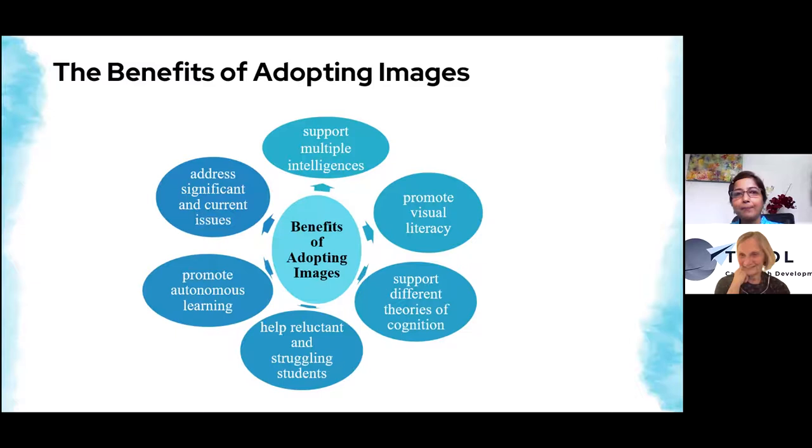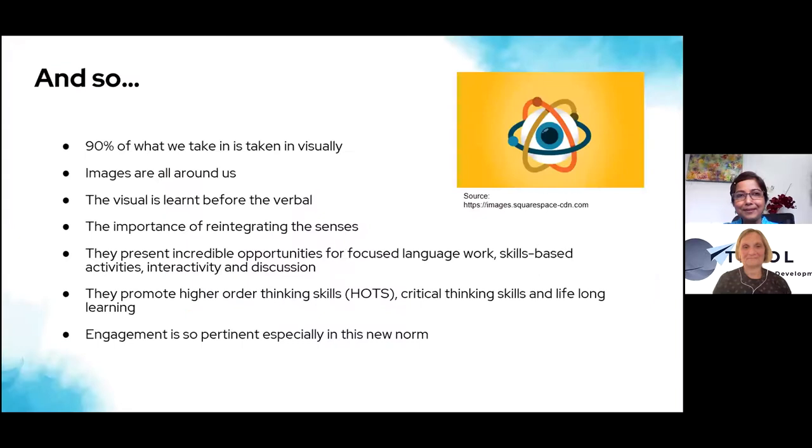effectively. And so 90% of what we take in is taken in visually. You look all around you, images are all around us. The visual is learned before the verbal. And for those of us who have children and who teach children, we know that from babies we expose them to books with images, and that shows how important the visual is. And it is important to reintegrate the senses.